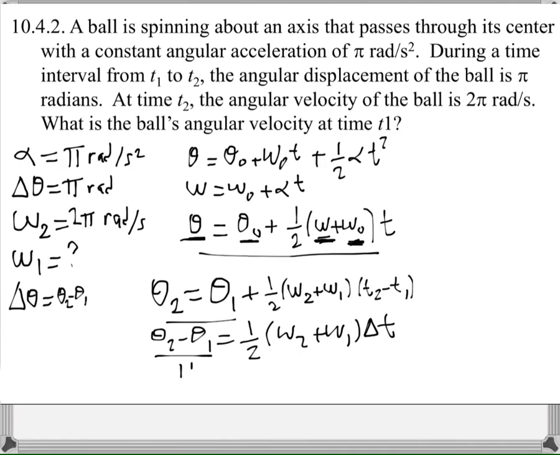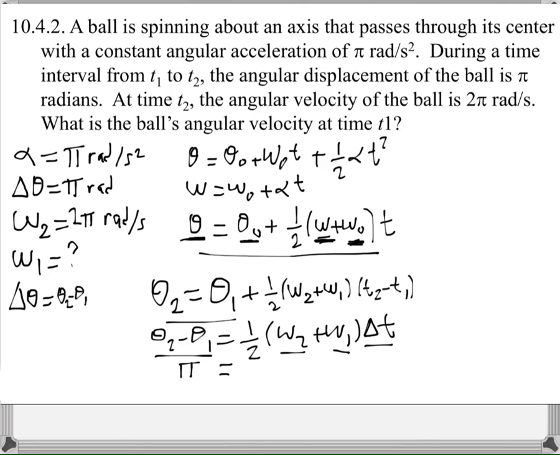This is pi, right? And you are given omega 2, right? The final velocity. You are not given omega 1 because omega 1 is asked to find. And what about delta theta? Delta theta also you don't know. So you have to use the second equation, right?